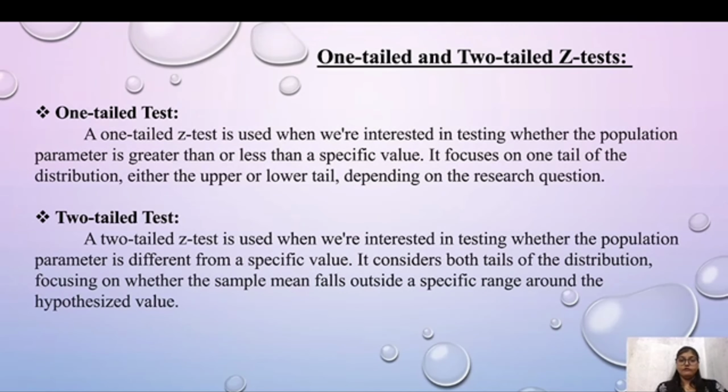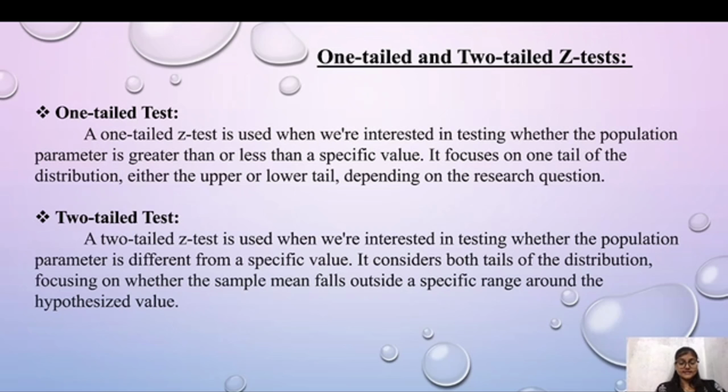And next we have one-tailed and two-tailed z-tests. First, we'll look at the one-tailed test. A one-tailed z-test is used when we are interested in testing whether the population parameter is greater than or less than a specific value. It focuses on one tail of the distribution, either the upper or lower tail, depending on the research question. Next, we have the two-tailed test.